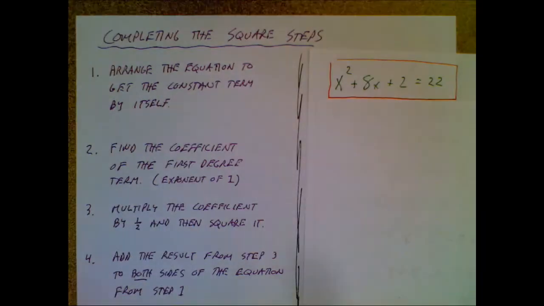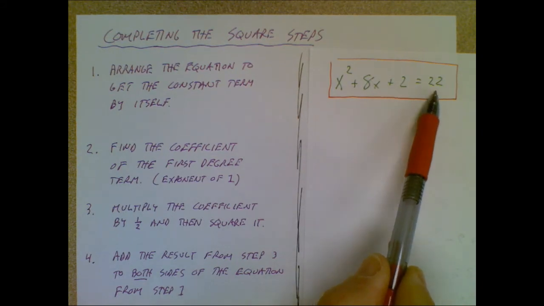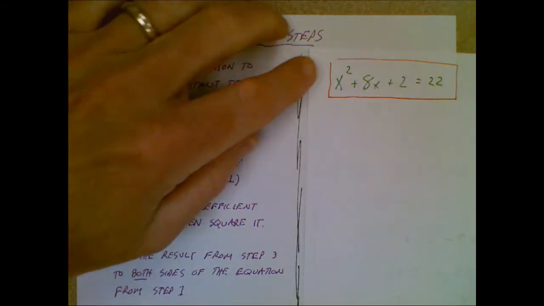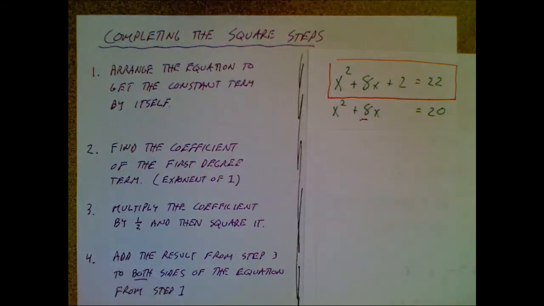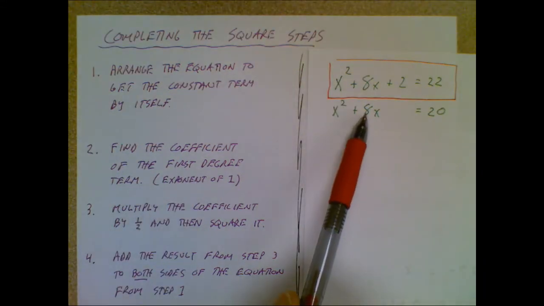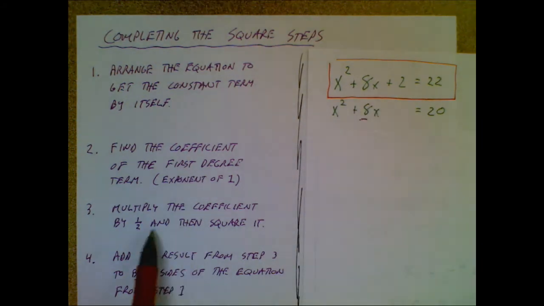Arrange the equation to get the constant term by itself. So this is a constant term and this is a constant term. These are variable terms. I need that 2 on the other side. Boom. I move it over there by subtracting 2. Find the coefficient of the first degree term. Well, there's the first degree term. It has an exponent of 1. And then multiply by a half and then square it.